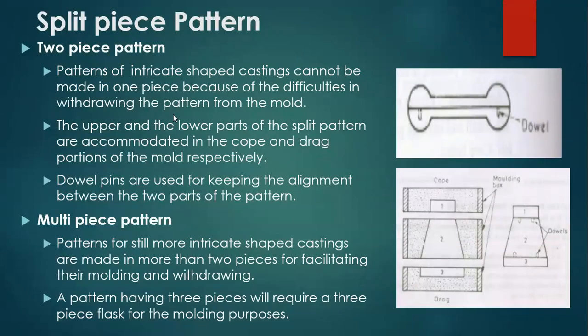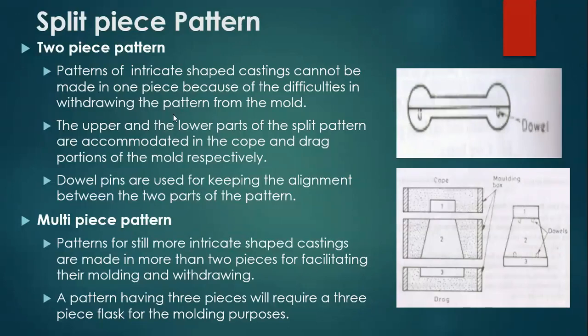Why is this division of the pattern required? In the video also we have seen that after ramming of the molding sand on the surface of the pattern, I have to remove the pattern, because the mold cavity is only made at the place of the pattern. Removal of the pattern must be easy from the molding box. Then only you will get a clean mold cavity in which we have to pour the molten metal. As the complexity of the part increases, we have to divide the pattern into 2 pieces or 3 pieces. That's why it is called a split piece pattern or multi-piece pattern.